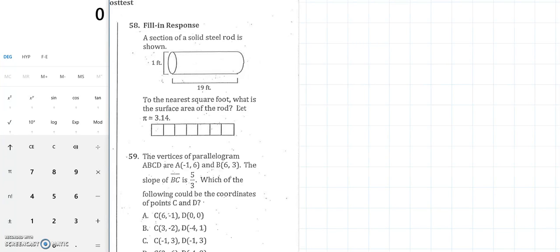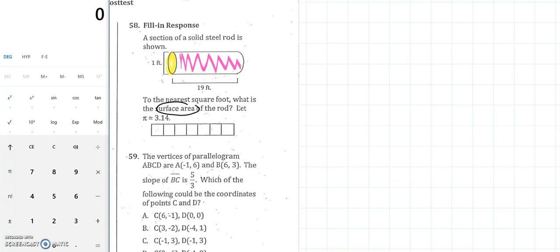Now, number 58, you're asked to find the surface area of the rod. So all of the surfaces that make up this cylinder. Now, I need to know two pieces of information. I need to know the area of my base, which is the circular portion of your cylinder. And then I need to know the lateral area, which is the curved portion here of my cylinder.